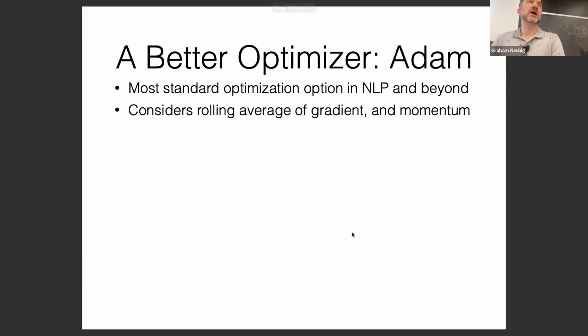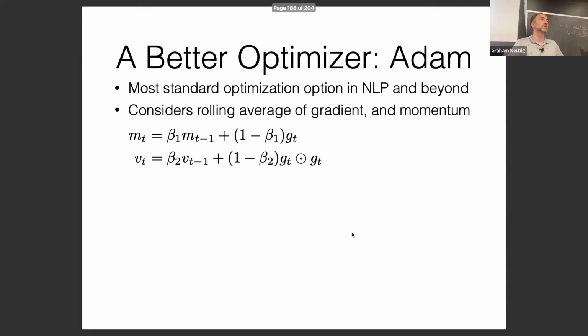Adam is the most standard optimization option, and it fixes two problems in SGD. The first one is instability, and the second one is lack of updates to less frequently used parameters. And so the way it fixes this is it calculates this M term, which is essentially the mean of the previous gradient updates. It's a rolling average of the gradient updates, where beta 1 is how much you keep the momentum, or you keep the previous mean of the updates, and then you add in the gradient to it.